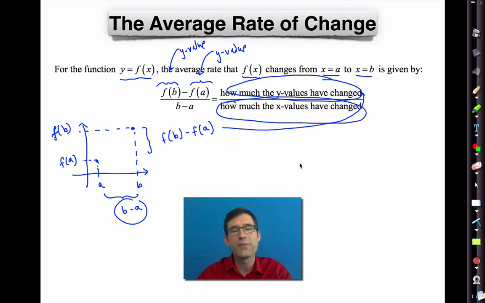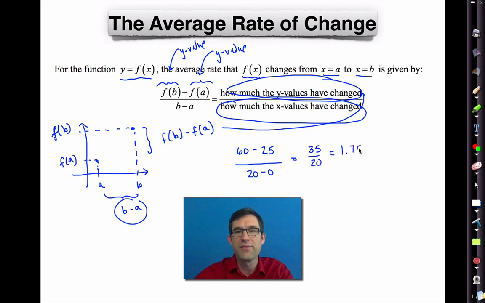In the last problem, what we found is that the change in the y values was given by 60 minus 25. That was the change in the y. The change in the x was really 20 minus 0, which gave us that 35 divided by 20, or that 1.75 feet per second. That's it. f of b minus f of a divided by b minus a. Better yet, how much did the y values change divided by how much the x values changed.